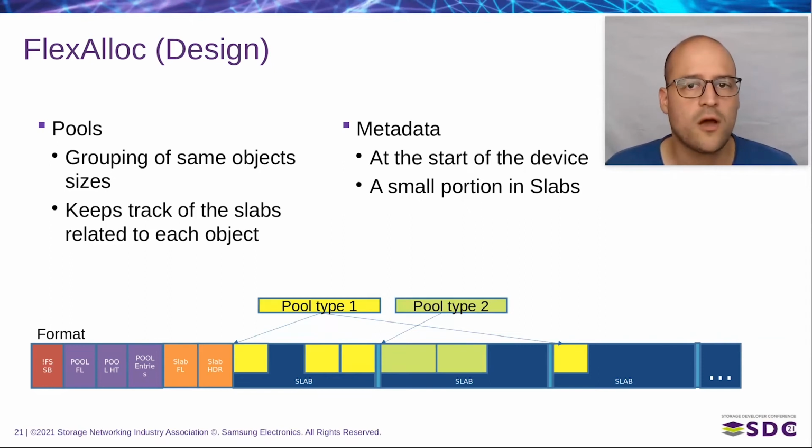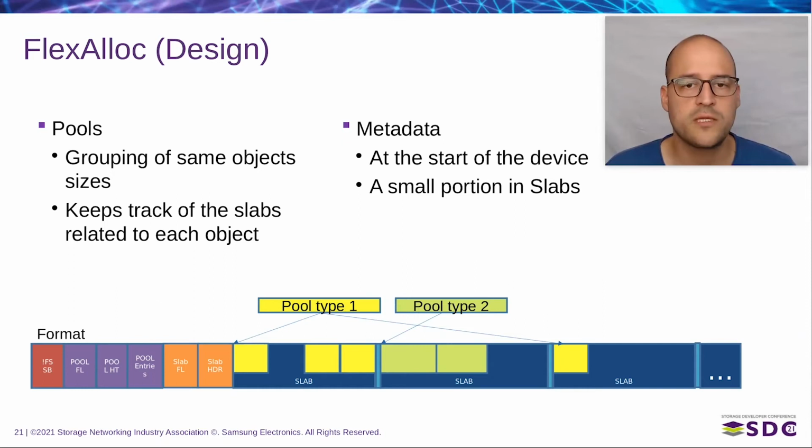So the objects are grouped into pools. Pools bind slabs that hold the same type of object. They keep track of which slabs are free, which slabs are partially filled, and which slabs are completely full. They only hold slabs of the same type, which in turn hold objects of the same size.